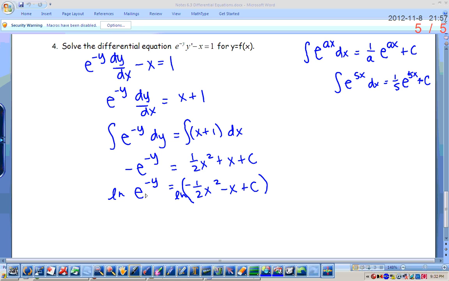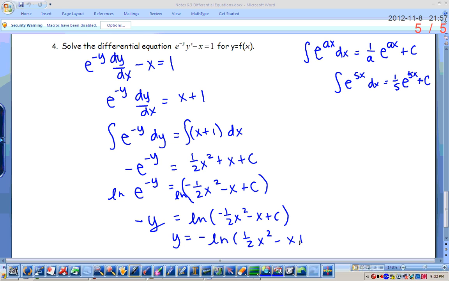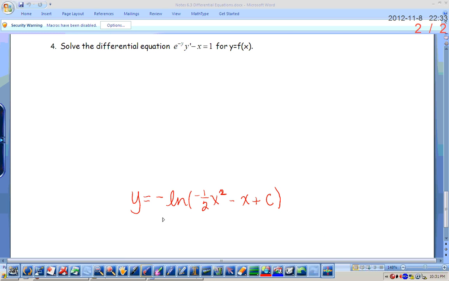And the natural log of e to the negative y power is just negative y. And then equals the natural log of negative 1/2 x squared minus x plus c. And then all you have to do is multiply both sides by a negative 1 to get y by itself. Oops, sorry about that. This should be y equals negative natural log of negative 1/2 x squared minus x plus c.